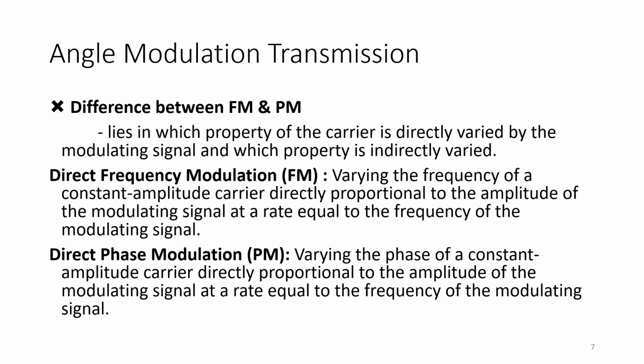The difference between FM and PM, as I mentioned a while ago, lies in which property of the carrier is directly varied by the modulating signal. Direct FM is varying the frequency of the constant amplitude carrier directly proportional to the amplitude of the modulating signal at a rate equal to the frequency of the modulating signal. Direct PM, or direct phase modulation, is varying the phase of a constant amplitude carrier directly proportional to the amplitude of the modulating signal at a rate equal to the frequency of the modulating signal. So I'll repeat, direct FM means indirect PM, while direct PM means indirect FM.